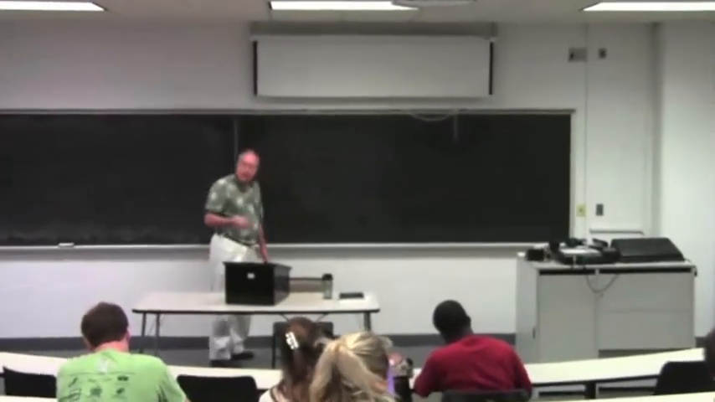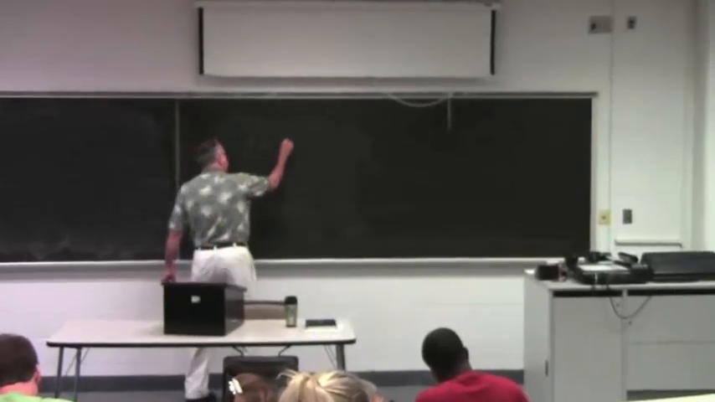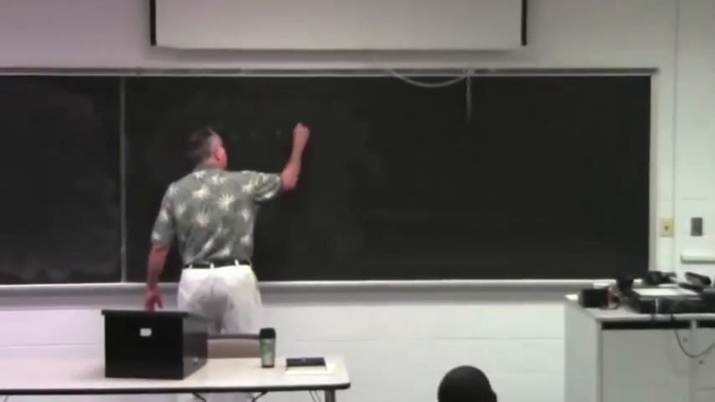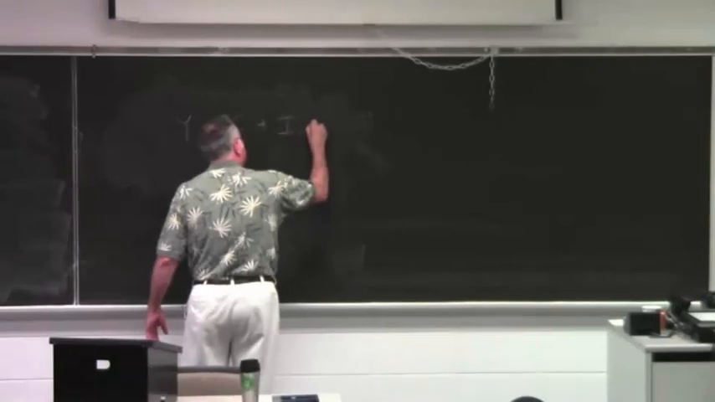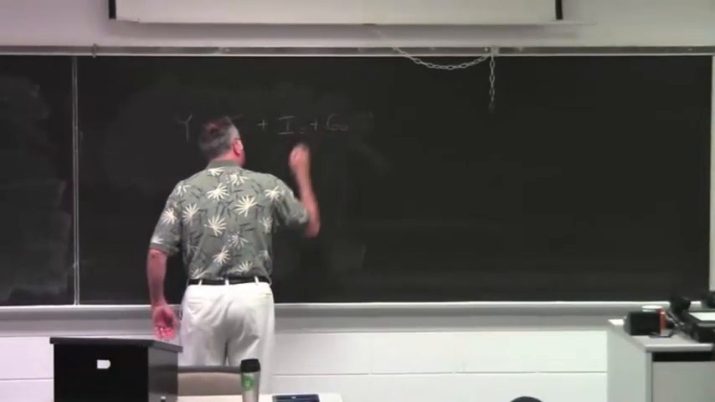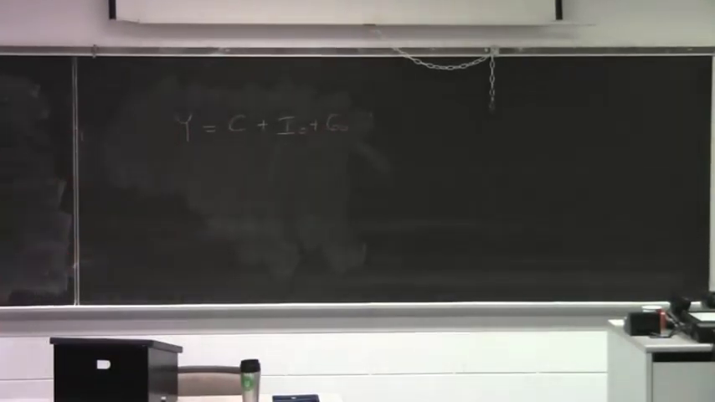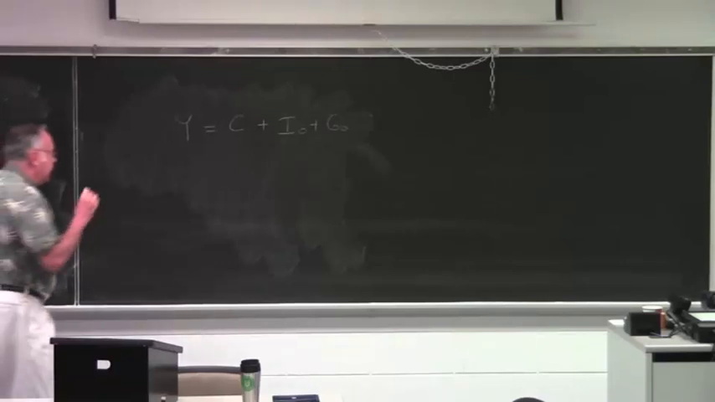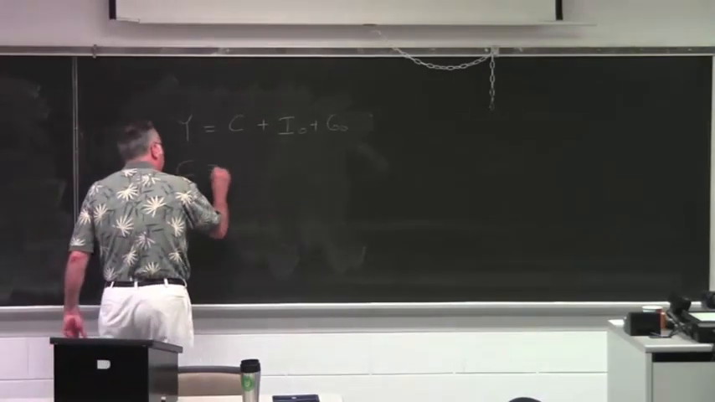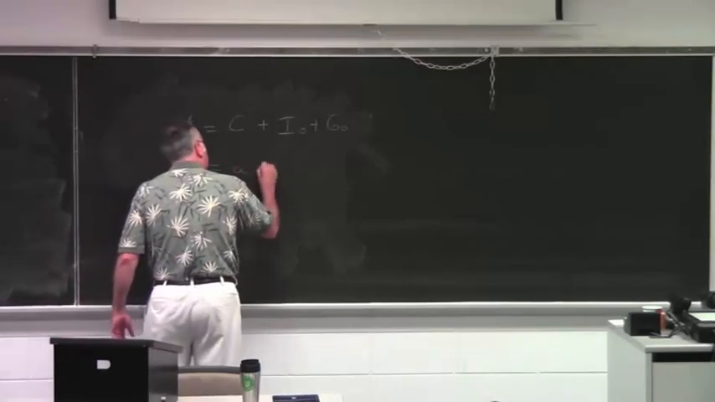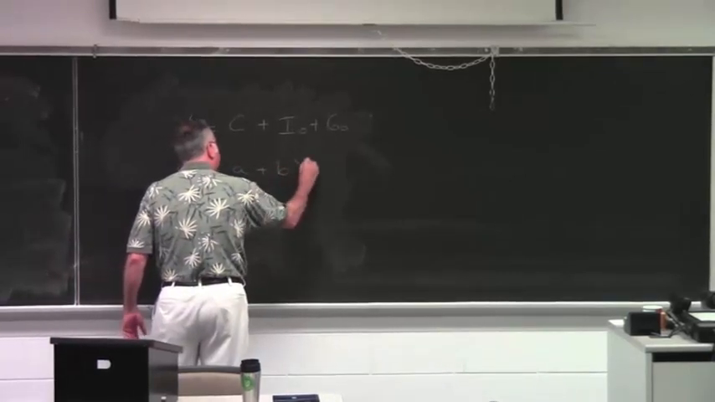Y, national income, equals C plus I plus G. Where you recall C is consumption expenditures, planned consumption expenditures, I is investment, and G is government expenditures. This first equation is a simple equilibrium condition. And then let's suppose we have a consumption function.